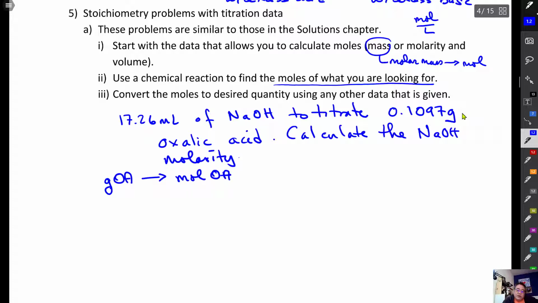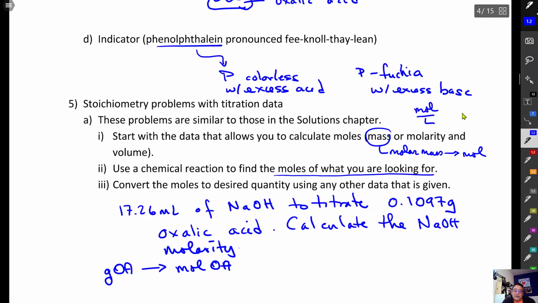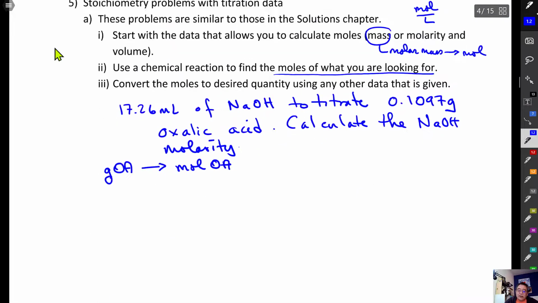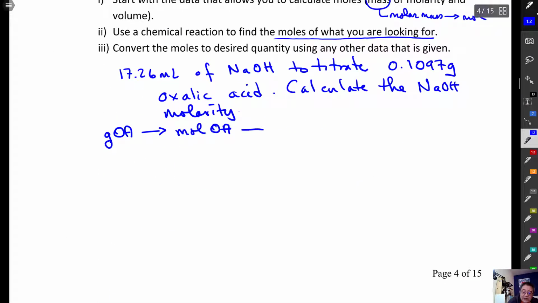And then we'll use the chemical reaction that goes with this titration, which is this one that I wrote up here. We're going to calculate the moles of oxalic acid that were reacted with the sodium hydroxide. So then we're converting this to moles of NaOH.